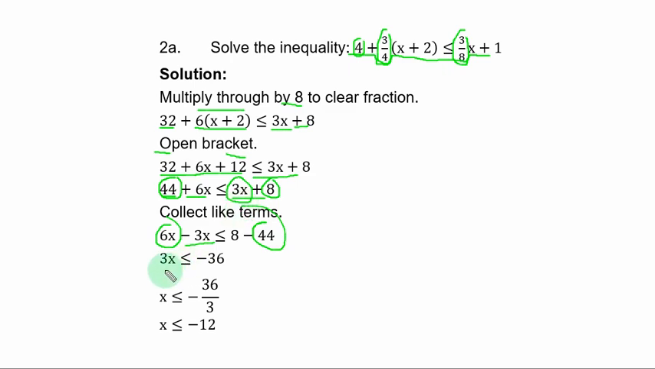So if you subtract, you have 3s less than or equal to 8 minus 44, which is minus 36. To get s, divide both sides by 3 and you have s less than or equal to minus 12.